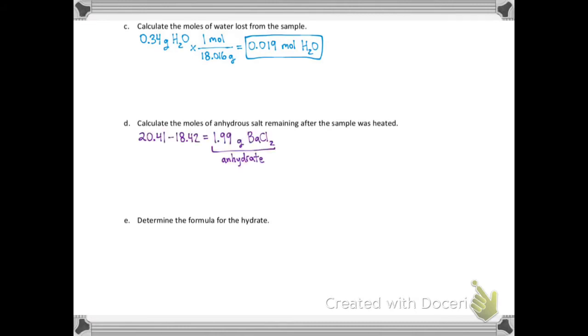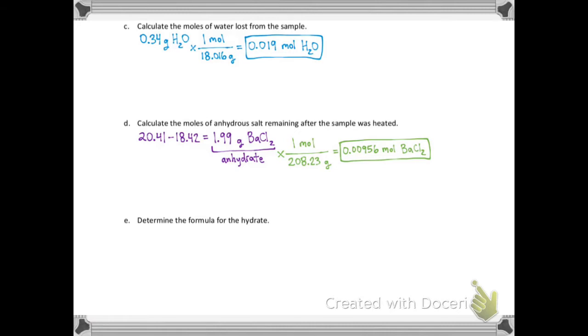Well, before I can find the moles, I of course have to find the mass, and then use the molar mass of just the anhydrate to convert to moles. And after that conversion, now I know how many moles of BaCl2 were in my original hydrate sample. So my very last step is to actually determine the formula for the hydrate itself.